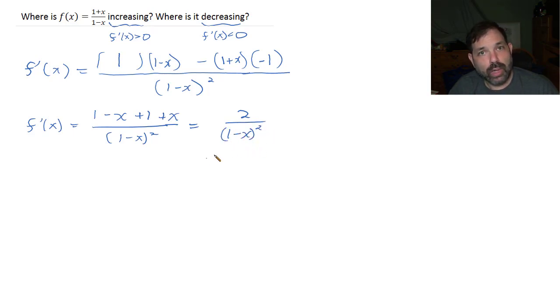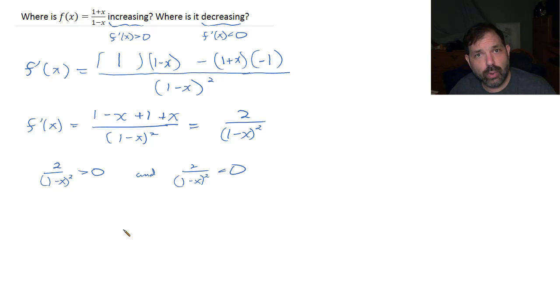So now we need to know, where is this 2 over (1 minus x) squared positive? Where is it negative? If you remember how to solve this, this is basically a rational inequality. We want to solve, where is 2 over (1 minus x) squared greater than 0, and we want to know, where is 2 over (1 minus x) squared less than 0. That's what we need to solve now.